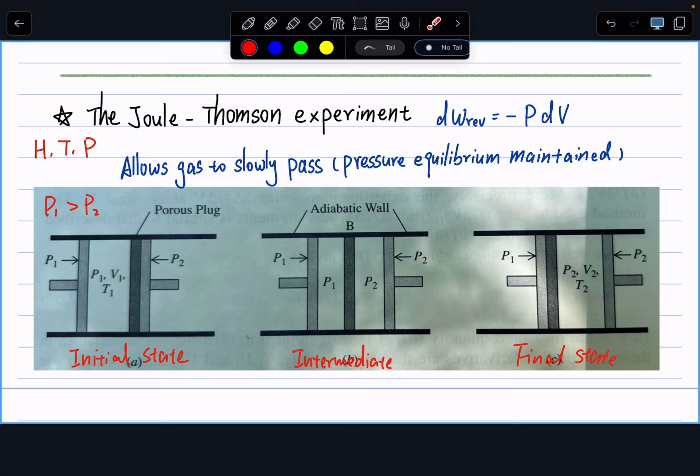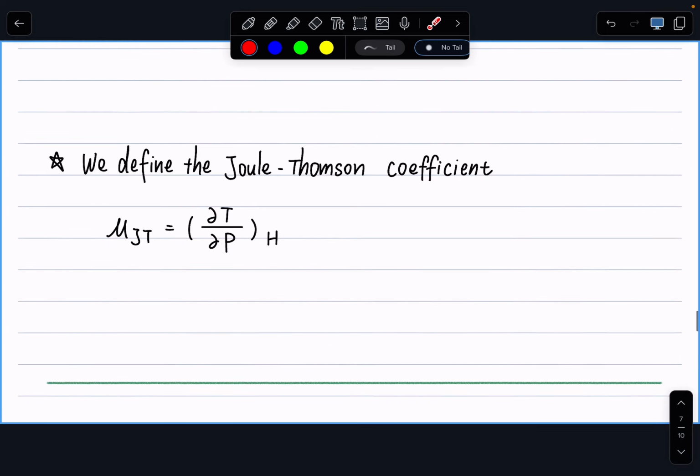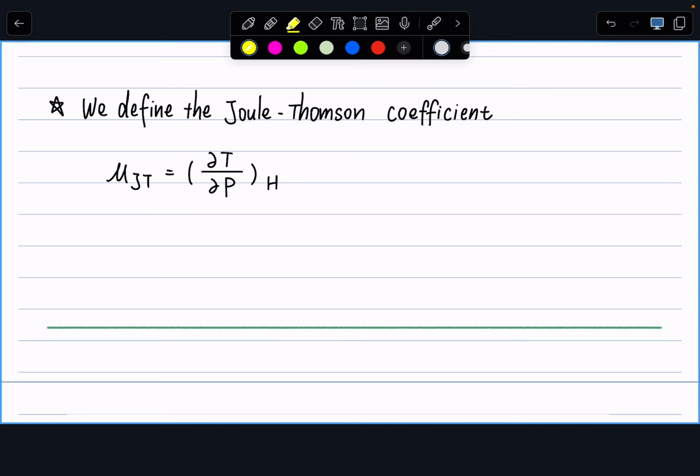All right, and then in this process, we can easily imagine having a thermometer inserted in the chamber and measuring the temperature change while we are moving the piston, and thus we define the Joule-Thomson coefficient based on this experiment in which the enthalpy is kept constant.